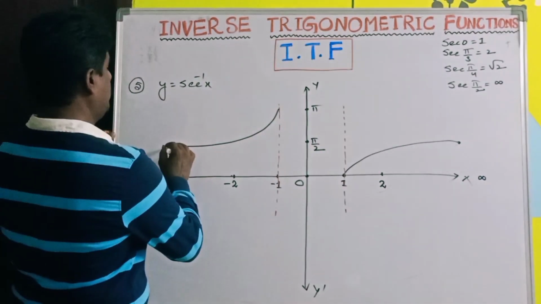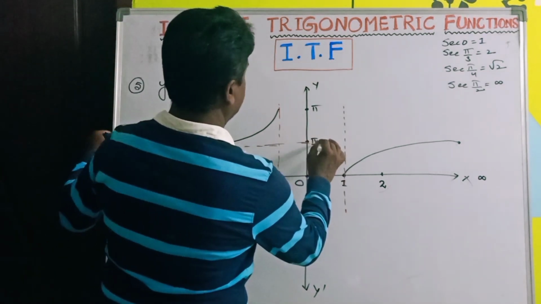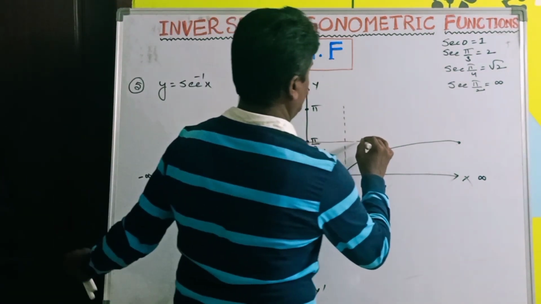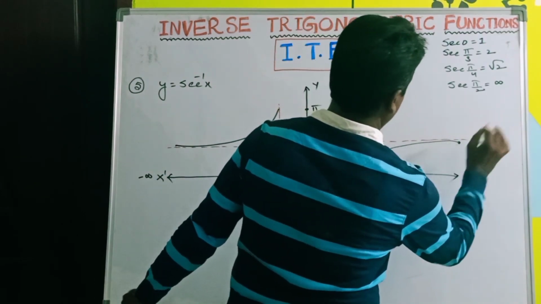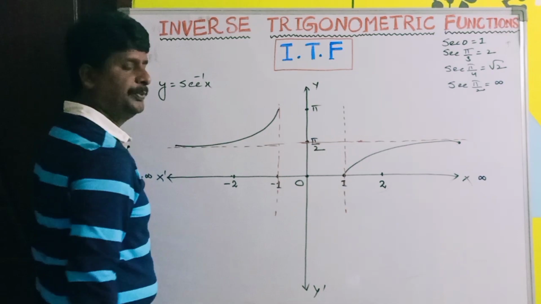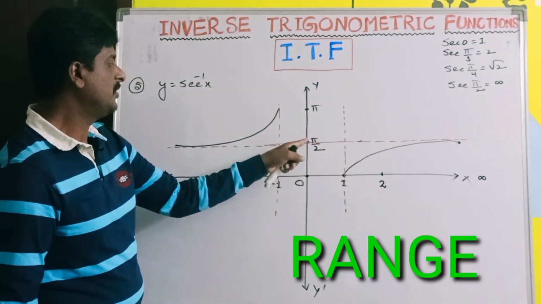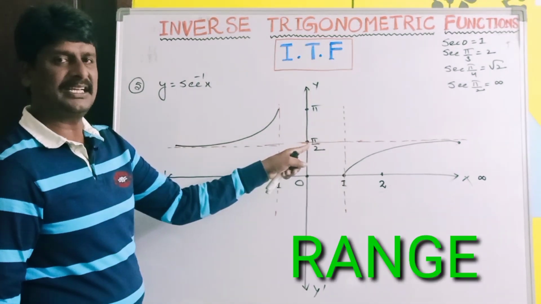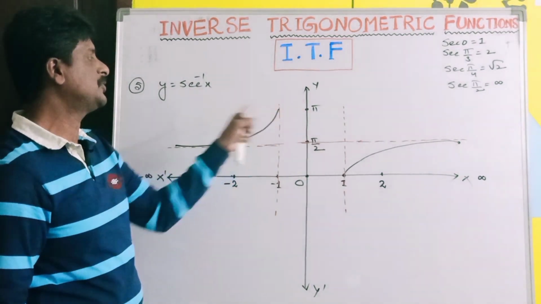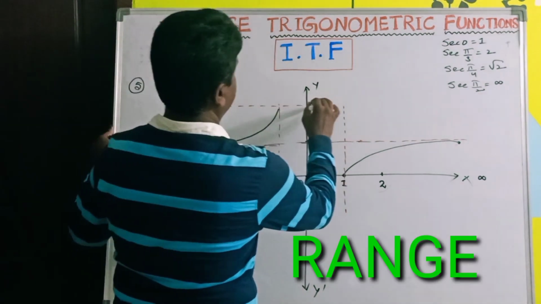And what about its range? Let us see the range. 0 to pi by 2, there is a graph. At pi by 2 it does not exist. Again, pi by 2 to pi also there is a graph. So this is the upper limit of the graph.